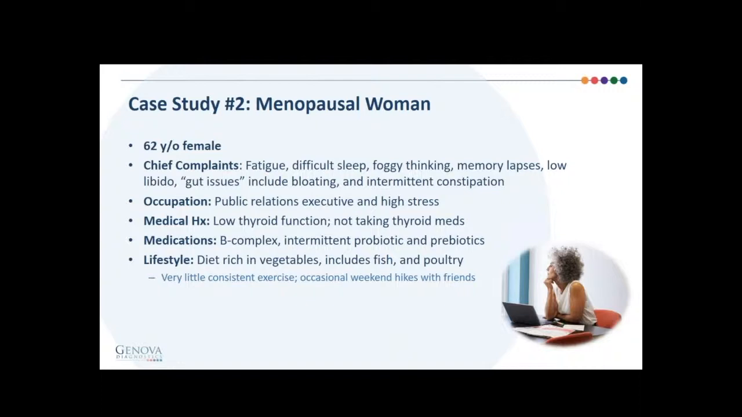Now, her medical history, she has a low thyroid function, but she's not taking thyroid meds. Her medications, she's taking some B-complex, intermittent probiotics and prebiotics, likely a response to some of those gut issues. And her lifestyle, she's got a diet rich in vegetables, including fish and poultry, but very little consistent exercise, occasional weekend hikes with friends.